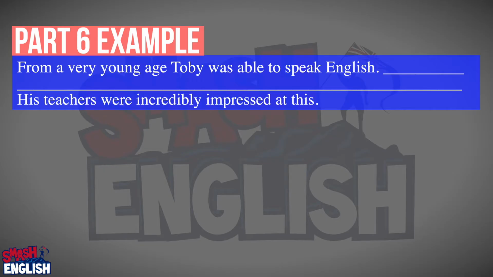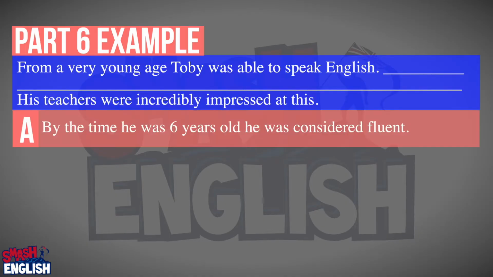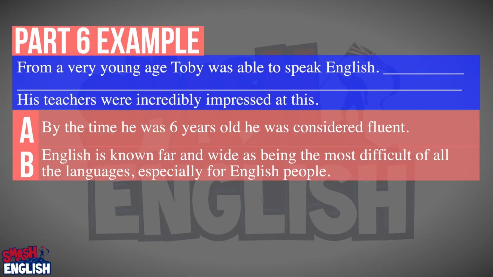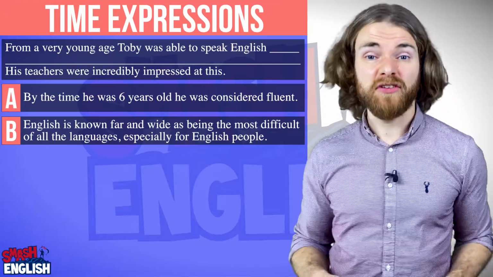From a very young age, Toby was able to speak English. His teachers were incredibly impressed at this. A. By the time he was 6 years old, he was considered fluent. Or B. English is known far and wide as being the most difficult of all the languages, especially for English people. So here, potentially both sentences could fit.